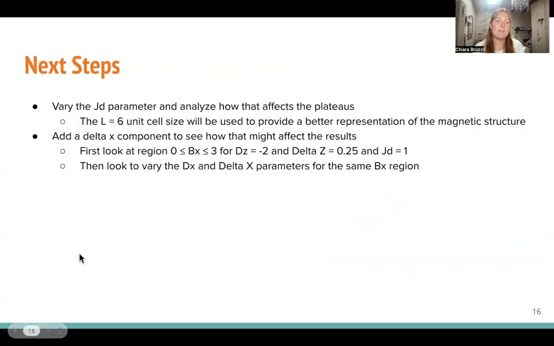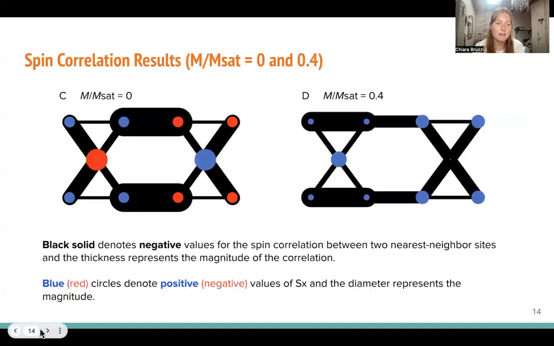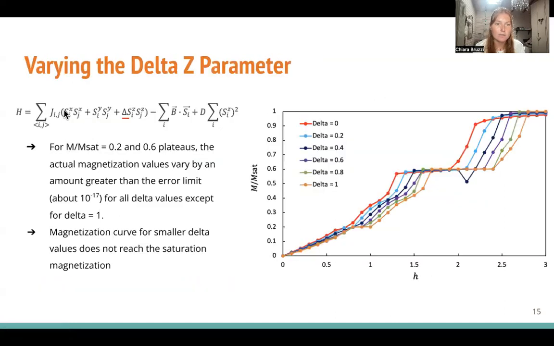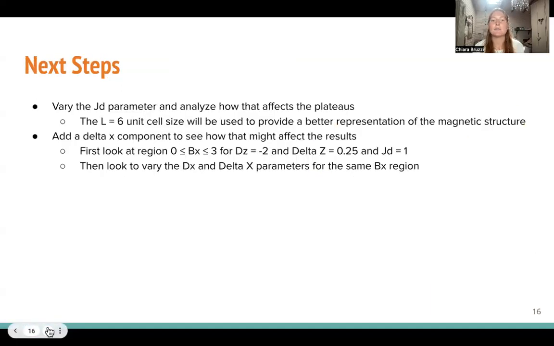Next steps would be to vary the JD parameter, and we're going to be doing that for L equal to 6 unit cells. Since this is between sites, we want a very accurate unit cell size. And then we're also going to be adding a delta X component, that you can see here. So there'll be a delta component, and we'll be looking to vary that and see how that further varies the results.